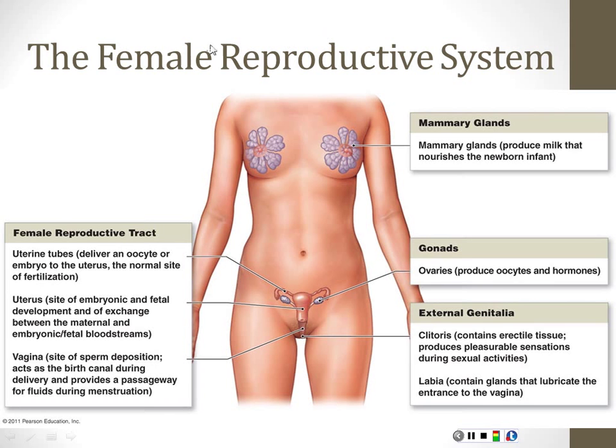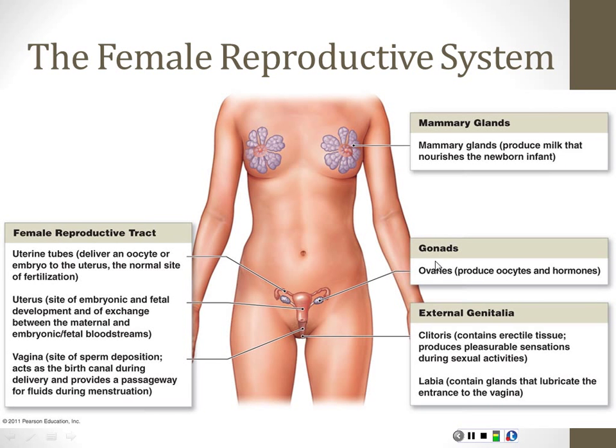Okay, so female reproductive system, again, similar to the male, we have gonads, external genitalia, and then the reproductive tract. And then also we'll talk at the end a little bit about the mammary glands, since the purpose of those organs is to supply nutrition to the newborn. So it makes sense to include it in the reproductive chapter.